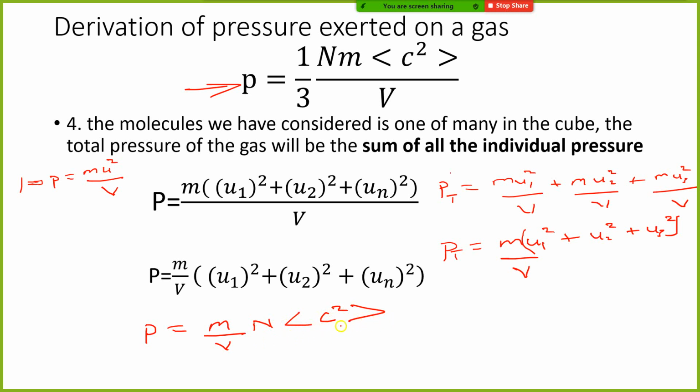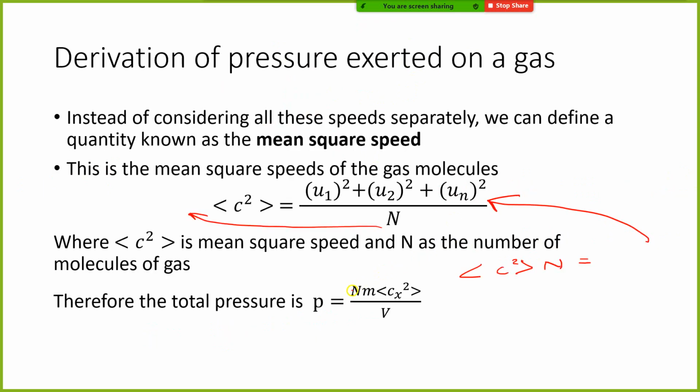The mean square speed. So we're almost there, because if you look at the equation, we have most of what we need. We have N, we have M, we have the mean square speed, we have the volume. But we don't have enough time to reach that point. I just want you to understand.